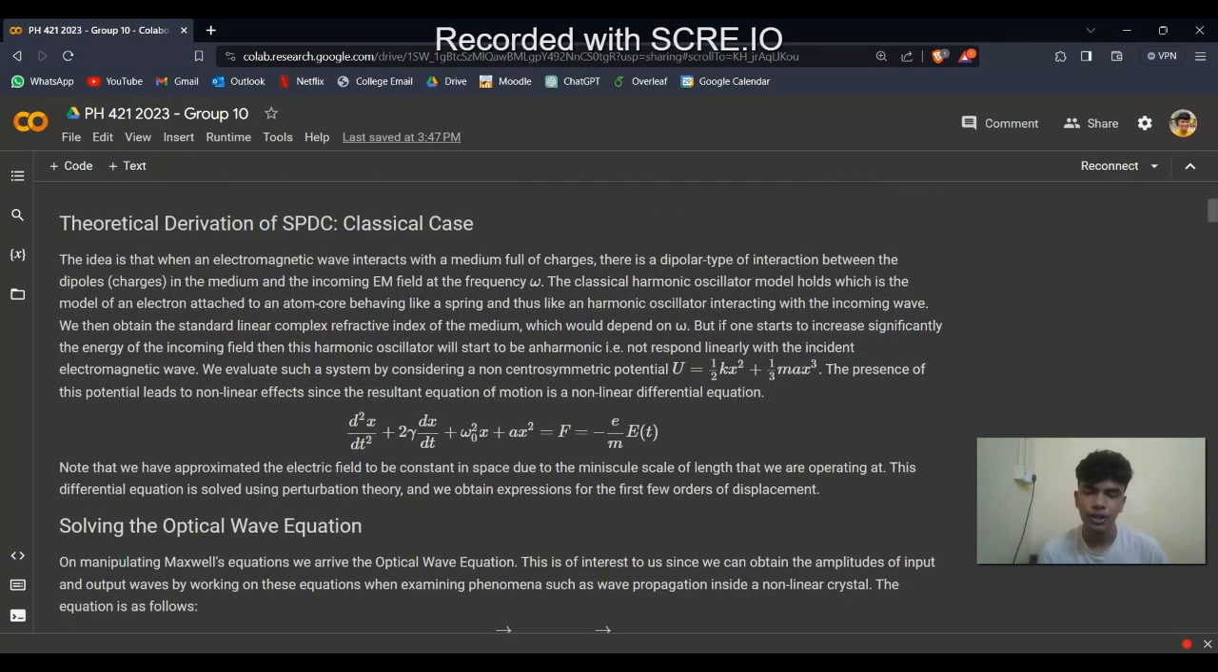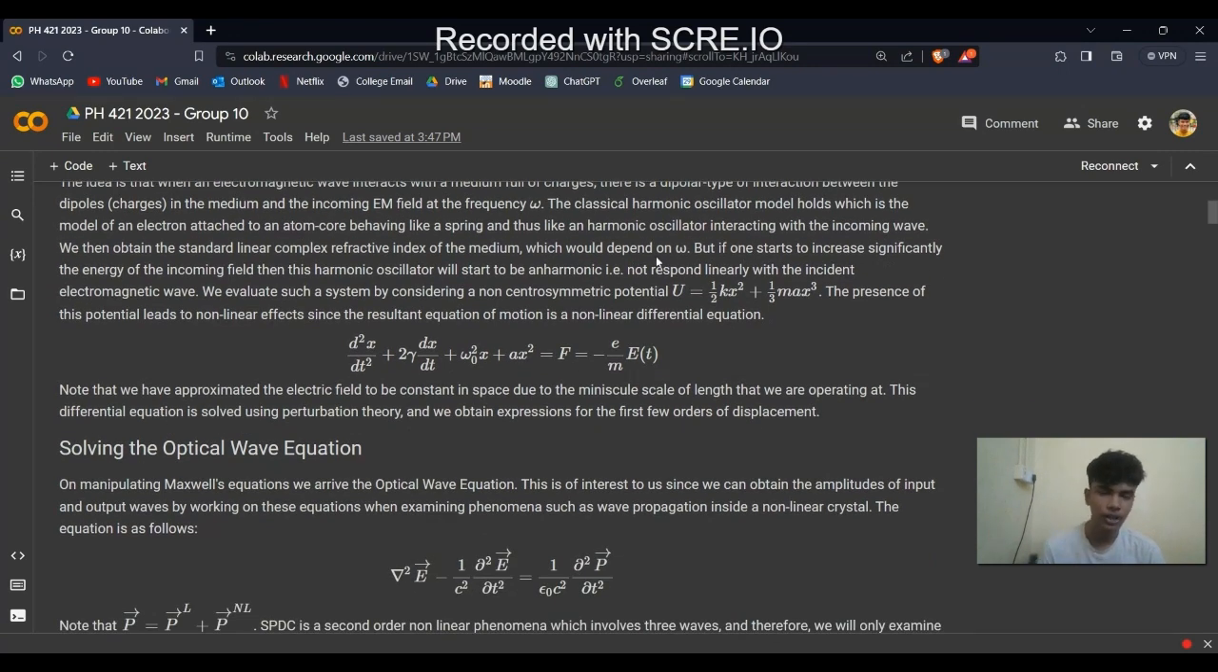Let me take you through the theoretical derivation of SPDC by considering the classical case. We consider the classical model of electromagnetism where every solid is made up of constituent charges which are displaced from their position in the presence of an electric field. Right? So we have a dipolar type of interaction when we have an incoming electromagnetic field at some frequency omega. We then evaluate how these charged particles are moving around in the presence of this field.